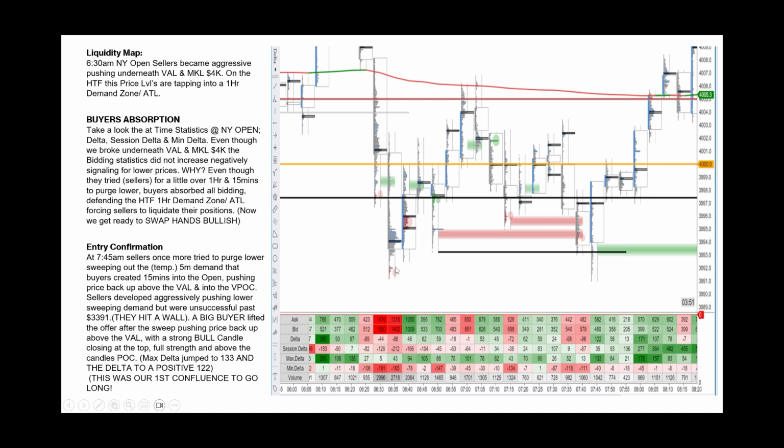As you can see at the bottom of this bar, they were trying to get very aggressive. Okay, however, it was not. It was met with equal buying, and then the buying overpowered. But now let's look at the session delta.